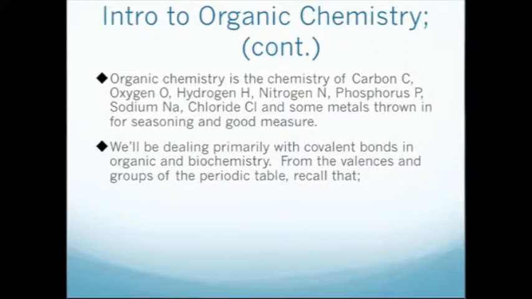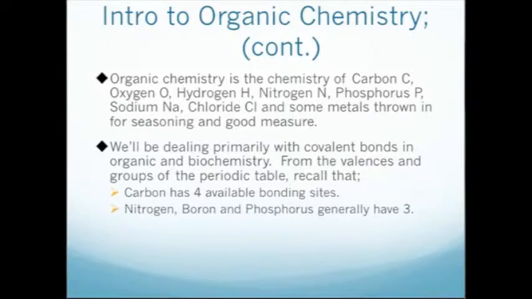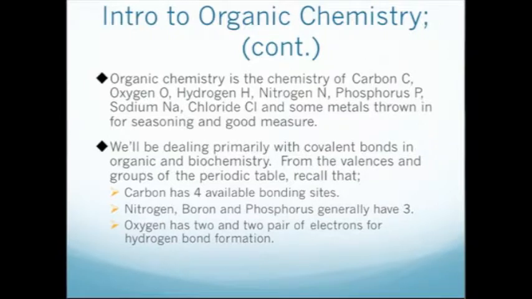From the valences and groups of the periodic table, recall that carbon has 4 available binding sites. Nitrogen, boron, and phosphorus generally have 3. Oxygen has 2 bonding sites for covalent bonds and also 2 pair of electrons that are out there that will attract hydrogen bonds and allow for hydrogen bond formation.